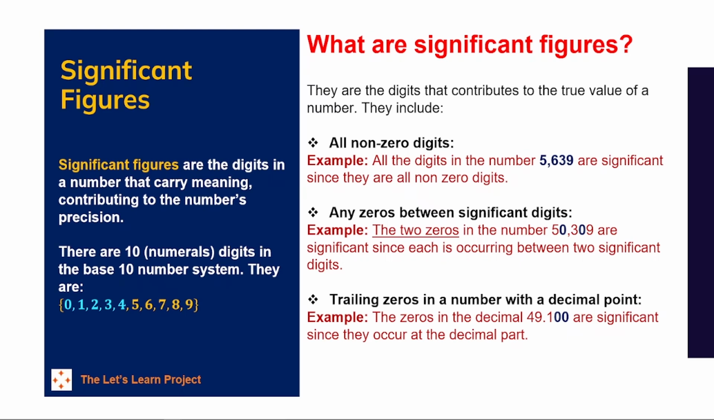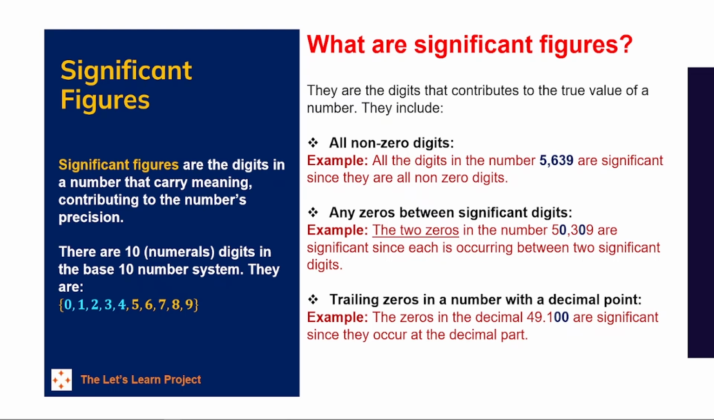And lastly, trailing zeros in a number with a decimal point are also significant. So looking at the number 49.100, even though the zeros are at the tail end of the number, because they are coming after a decimal point, we say that they are significant. So take note of these two.